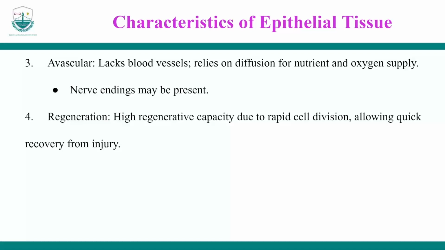Epithelial tissues do not have blood vessels, so we say they are avascular. They don't have blood vessels. That means that movement of materials across epithelial surfaces is mainly by diffusion, whether it is facilitated diffusion or simple diffusion. It's basically diffusion. So these materials enter into the bloodstream through diffusion. The epithelial tissue also receives nutrients through diffusion.